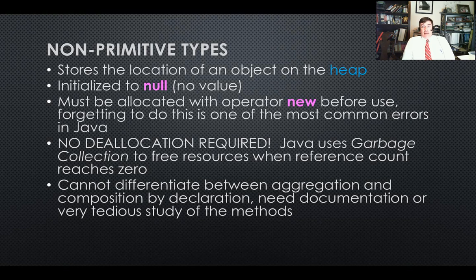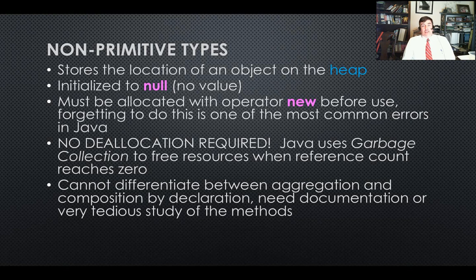Objects have to be allocated before you can use them. So to allocate it, you use operator new. Forgetting to do this causes a null pointer exception, which is probably the single most common error in Java. You don't have to do any deallocation. Java uses garbage collection. So garbage collection frees up the resources when the last reference to an object is deleted.